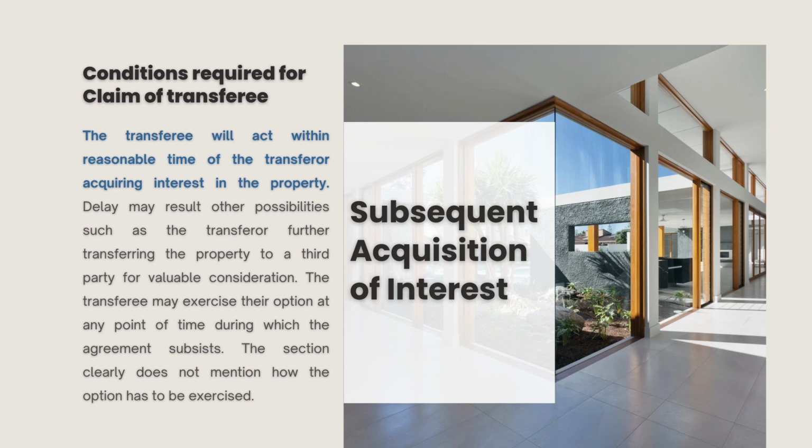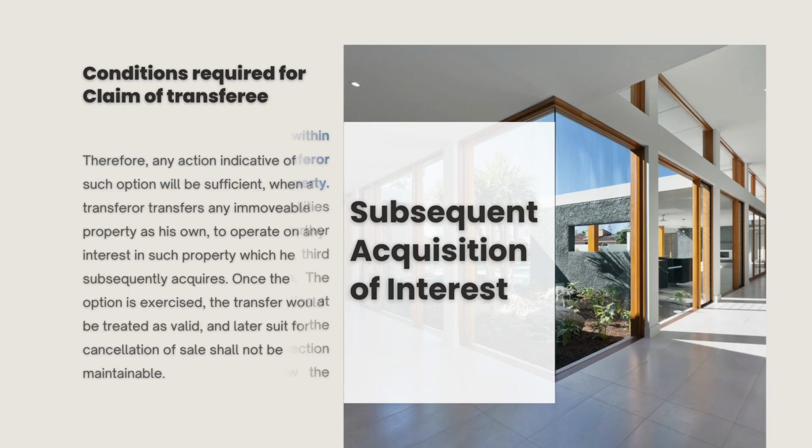Delays may result in other possibilities, such as the transferor further transferring the property to a third party for valuable consideration. The transferee may acquire their option at any point of time during which the agreement subsists. This section clearly does not mention how the option has to be exercised. Therefore, any action indicative of such option will be sufficient when a transferor transfers any immovable property as his own to operate on any interest in such property which he subsequently acquires.